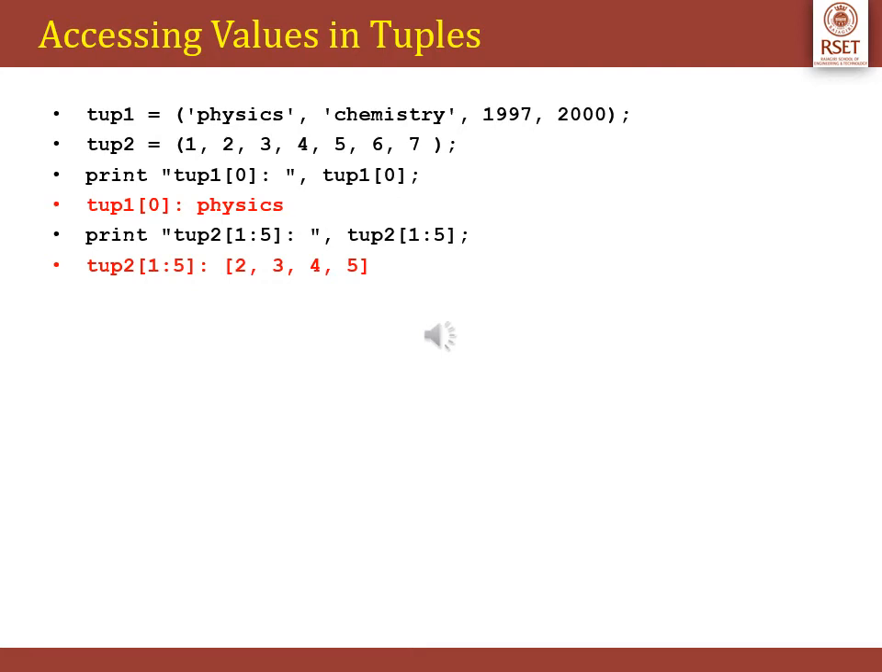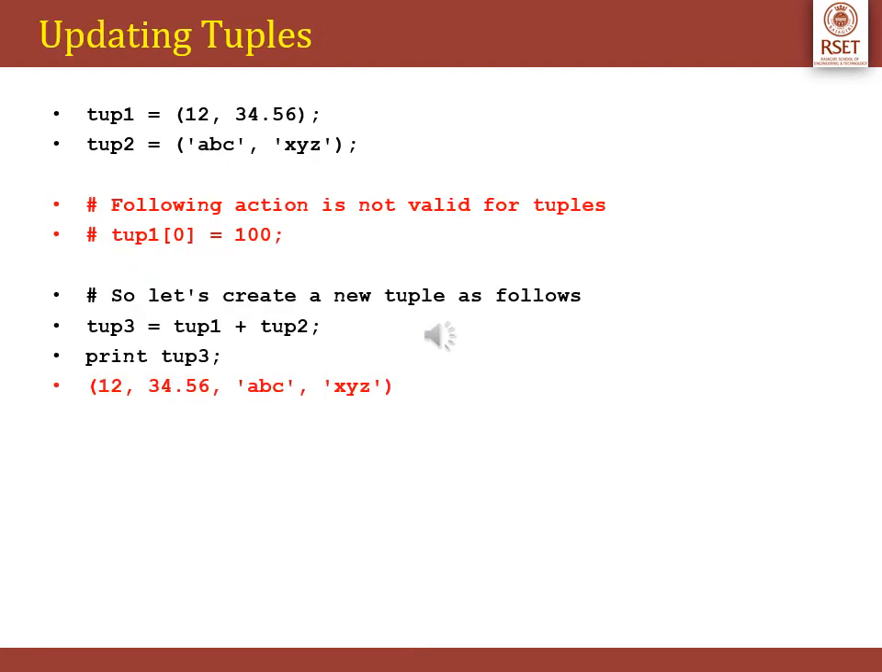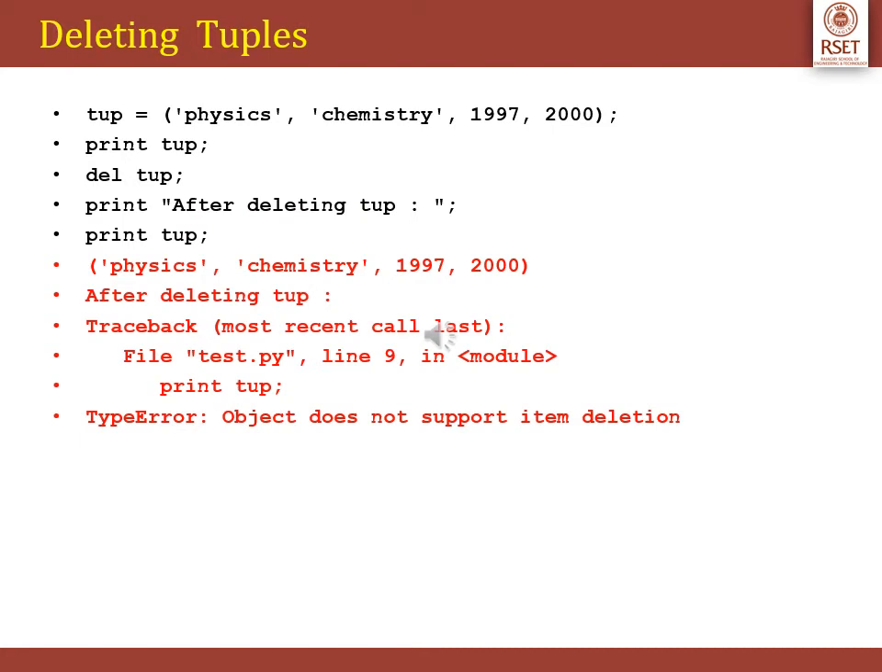at that particular index. Moving to updating tuples, we have already learned that a tuple is immutable. So the values in the tuple cannot be changed. It will result in an error. We can only extract values from one tuple to another tuple, or we can even add tuples and create a new tuple. Since a tuple is an immutable data structure, we cannot delete values from it either.